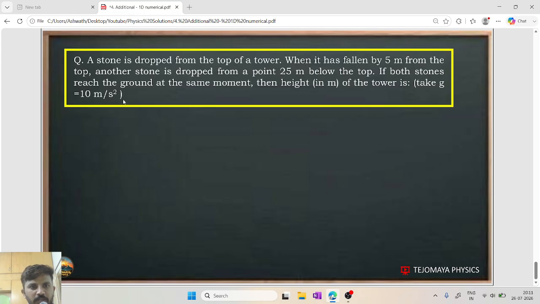Last question we have: a stone is dropped from the top of the tower. When it has fallen by 5 meter from the top, another stone is dropped from a point 25 meter below the top. If both the stones reach the ground at the same moment, then what is the height of the tower? So consider this as an assignment or homework and text me the answer in comments.